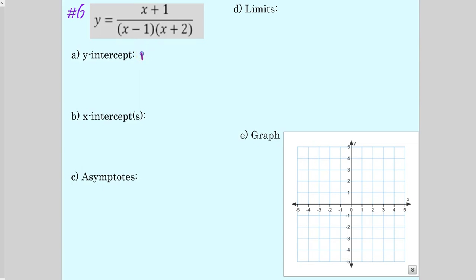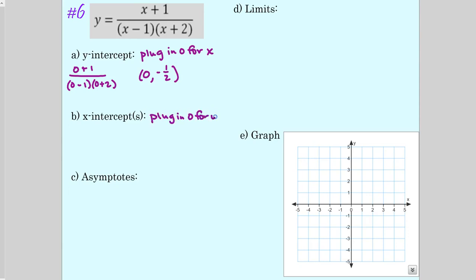So to get the y-intercept, plug in 0 for x. So we have 0 plus 1, over 0 minus 1 times 0 plus 2, and that's going to give us negative 1/2. So we have the point (0, negative 1/2). To find any x-intercepts, plug in 0 for y, and that means essentially just set the top equal to 0 because the bottom can't be 0. Solve for x and we get negative 1, so we have the point (negative 1, 0).